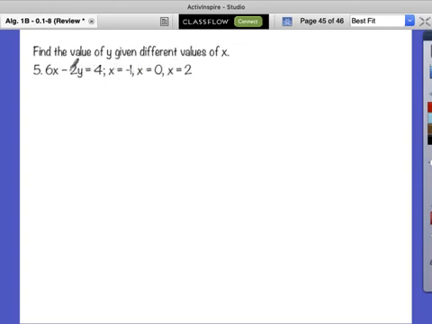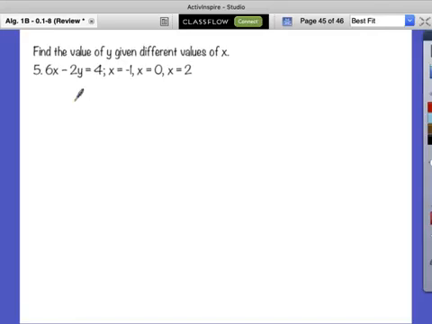And plug in 2 for x and solve for y and get 3 different answers that way. Now it's going to take a little bit longer than if we solve for y once and then plug them in. If we solve for y once and then plug them in, it's going to actually be faster here. So let's solve this equation for y.